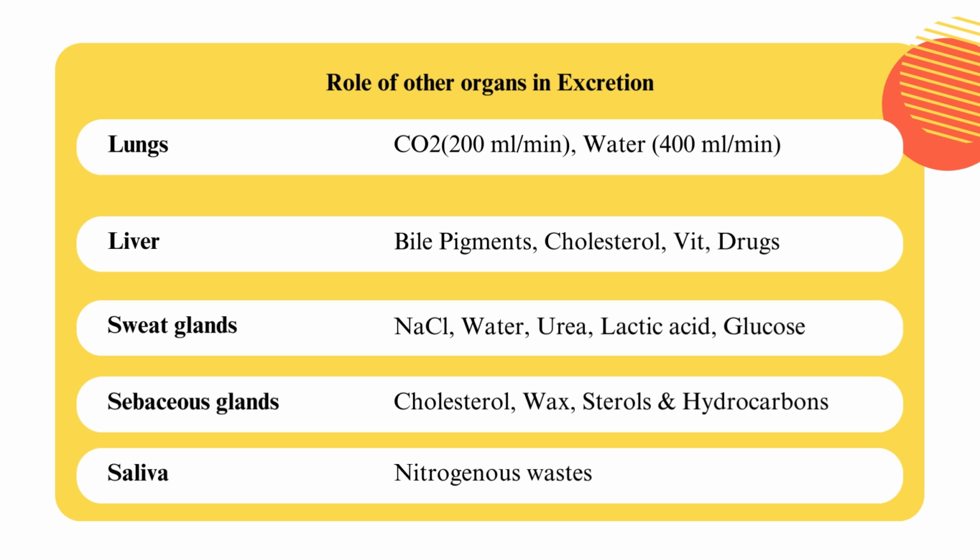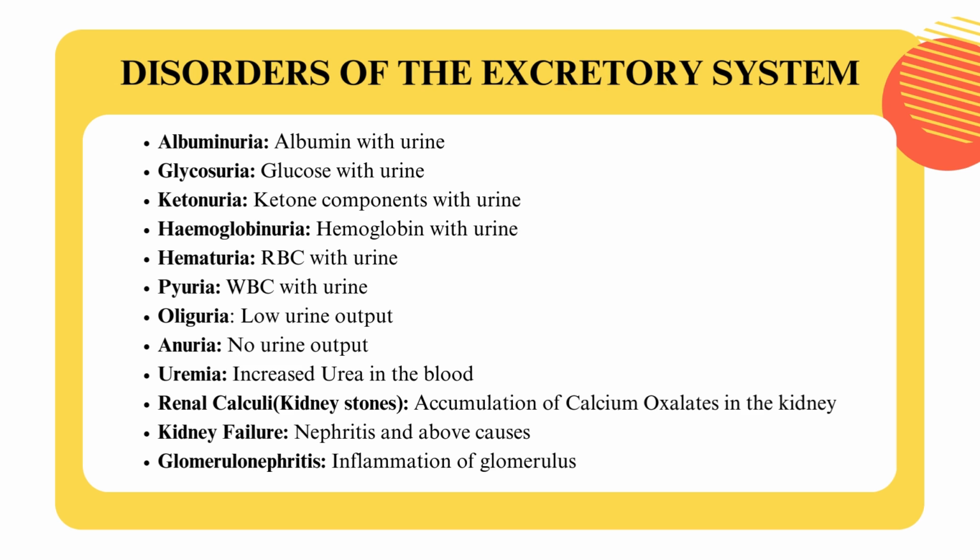The role of other organs in excretion. Lungs excrete CO2, 200 ml per minute, and water, 400 ml per minute. The liver excretes bile pigments, cholesterol, vitamins and drugs. Sweat glands excrete sodium chloride, water, urea, lactic acid and glucose. Sebaceous glands excrete cholesterol, wax, sterols and hydrocarbons. Saliva excretes nitrogenous wastes. Let's see the disorders of the excretory system.